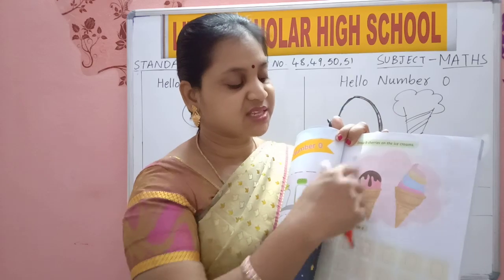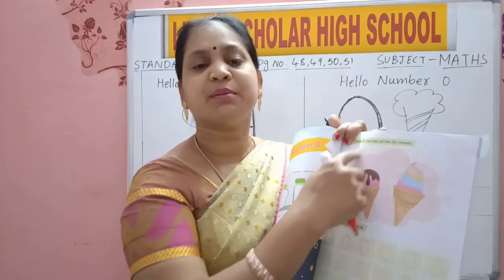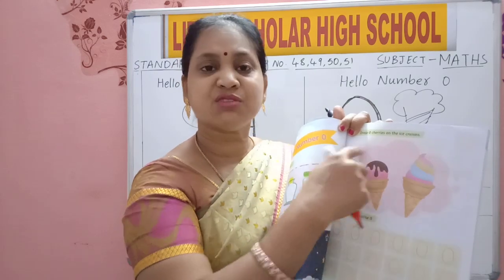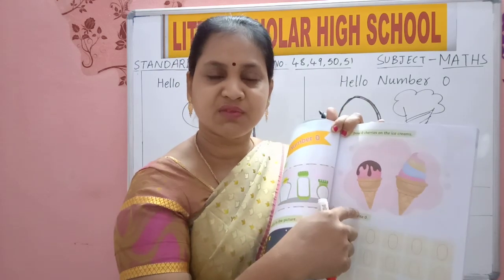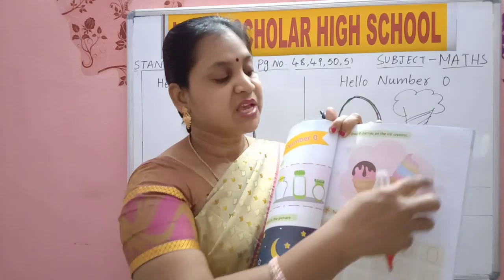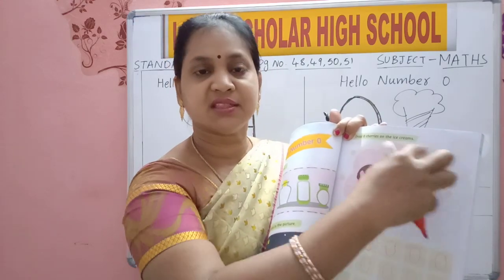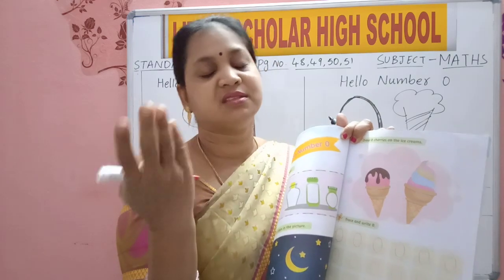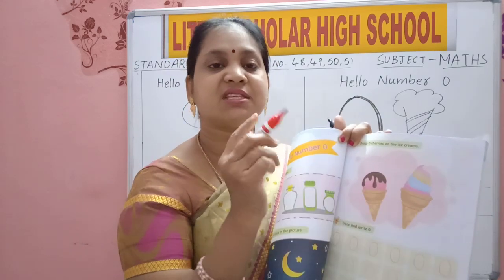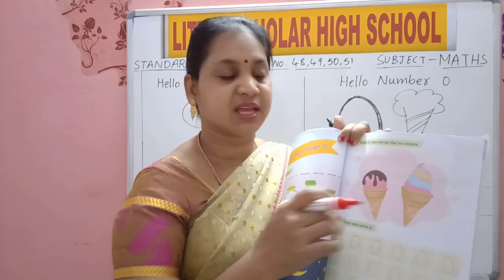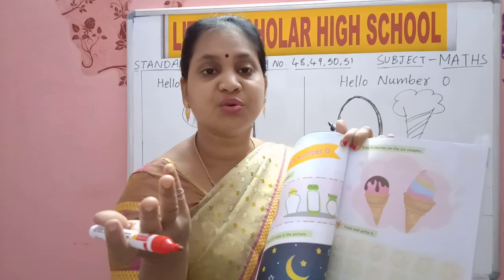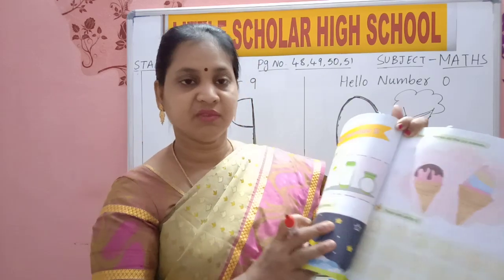Now this ice cream is without cherries. That means 0 cherries are there on this ice cream. Second ice cream, are there any cherries on this second ice cream? No, that means 0 cherries. If 1 cherry is there, we'll say 1, then 2, then 3. But on this ice cream, no cherries are there. That means 0 cherries. Finish.